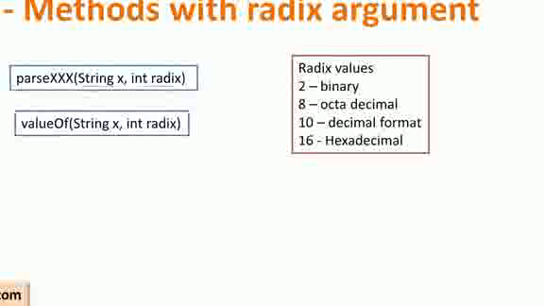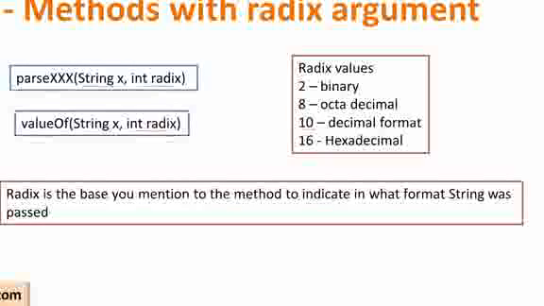So it will start reading the string in that format and start evaluating the values in that way. So you can use this, but most of the time we go with a decimal format, so we generally have a string version of it. 99% of the time we use that method instead of this. So radix is the base you mention to the method to indicate in what format the string has been passed.